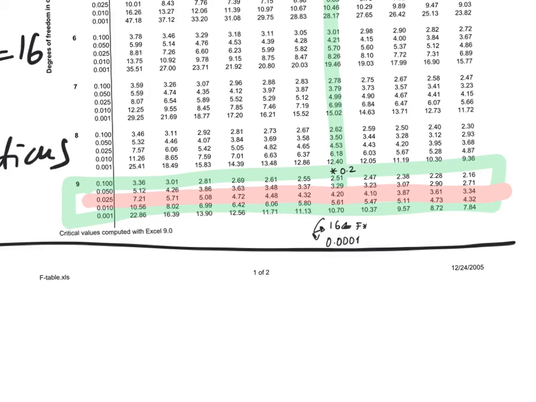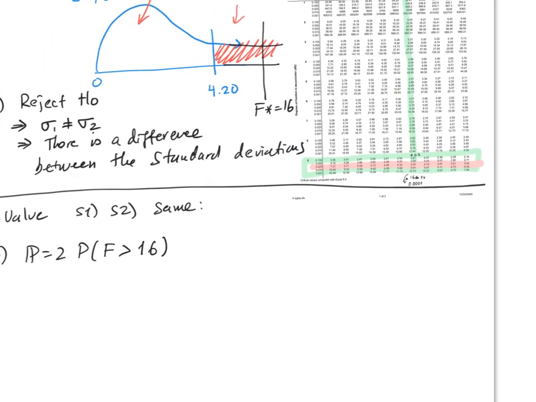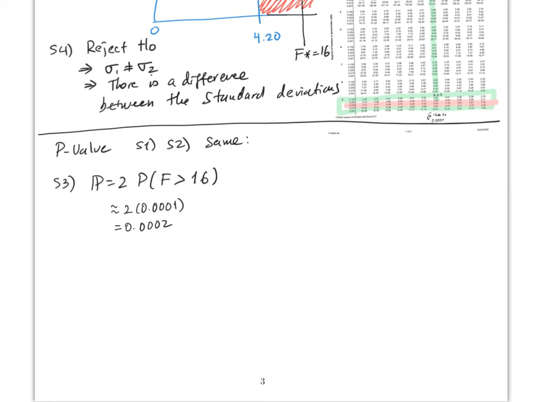Just add an extra 0. So therefore, the approximation using the table is going to be around 2 times 0.0001, which will be 0.0002. And then just like all the problems we did before, you compare the p-value with alpha. Remember, alpha was 0.05. Clearly, this is less, and less means to reject H0.